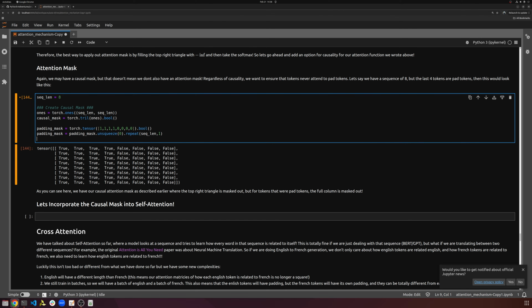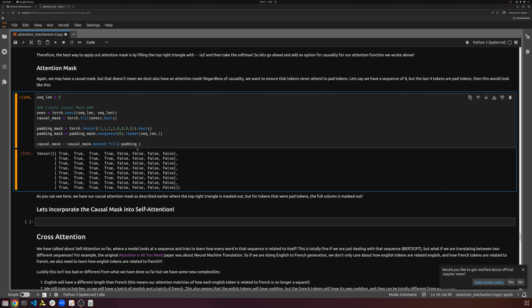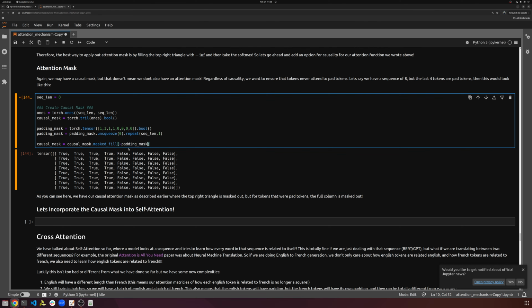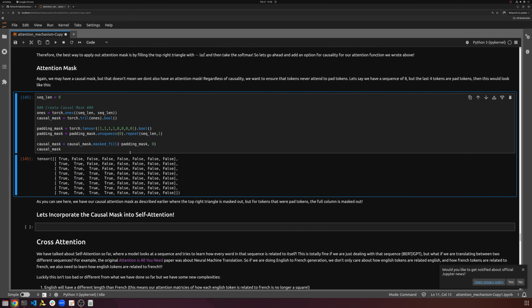And we can go ahead and fill in our causal mask: causal mask equals causal mask dot masked_fill, with our flipped padding mask, just like we did before. Wherever the padding mask is false, when you flip it, wherever it's true, we want to fill it with zeros. And now our causal mask looks like this. We have causal attention until we get to these last 4 columns, in which case the entire columns are blocked out. So really the causal attention is happening up to here, and everything else is pad tokens. We don't really care about them.